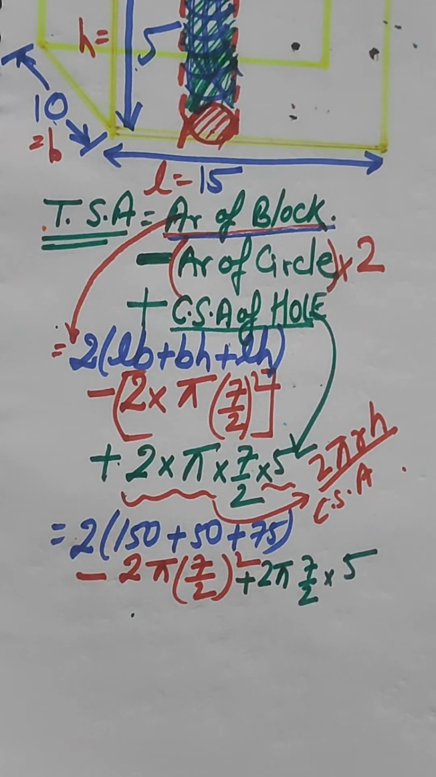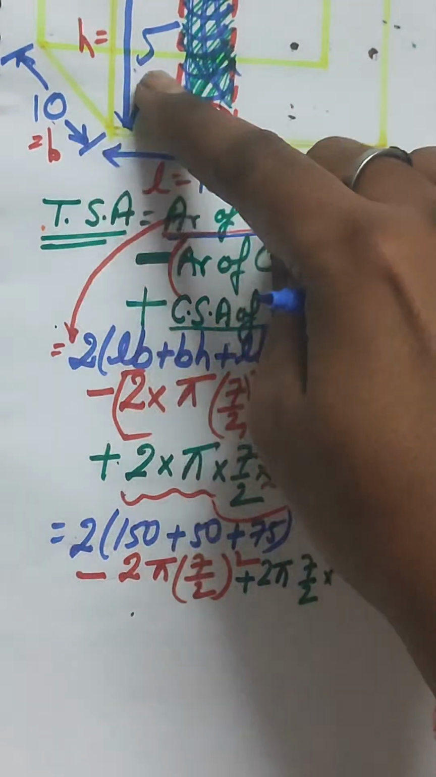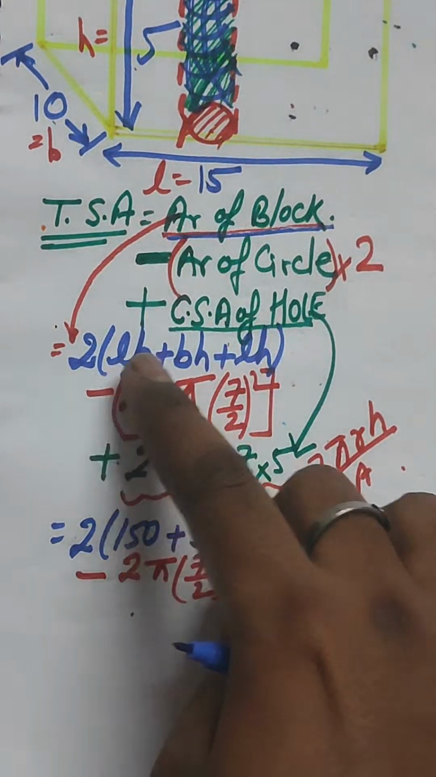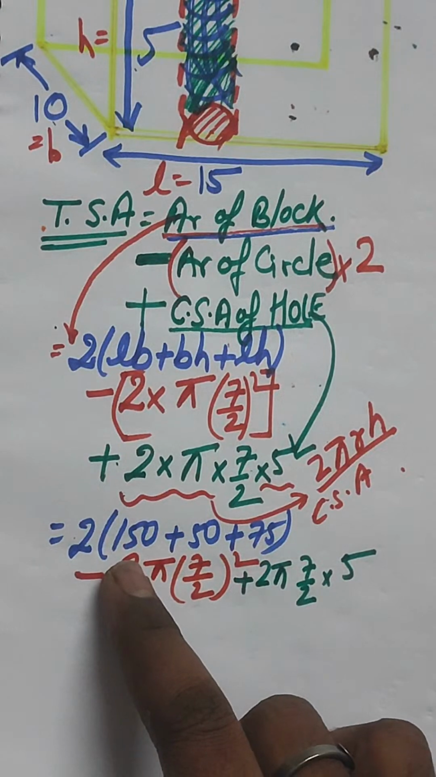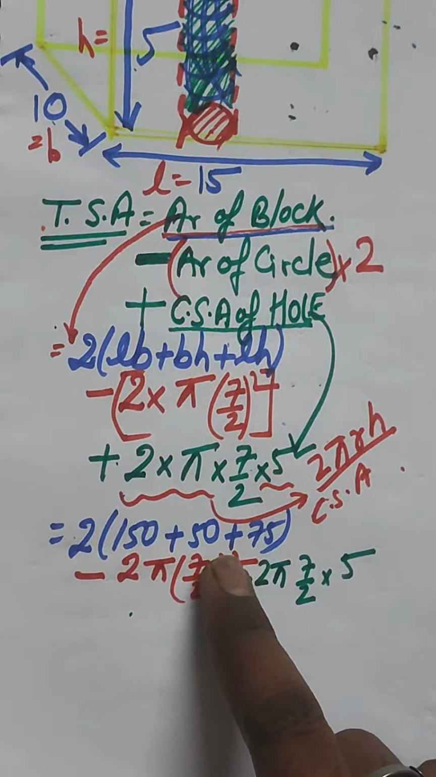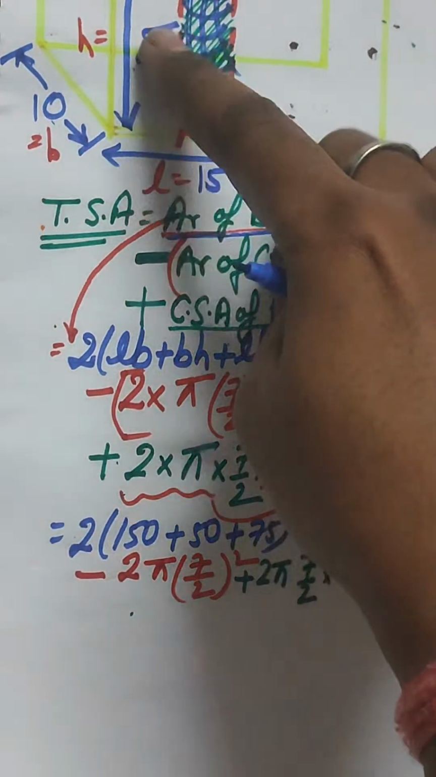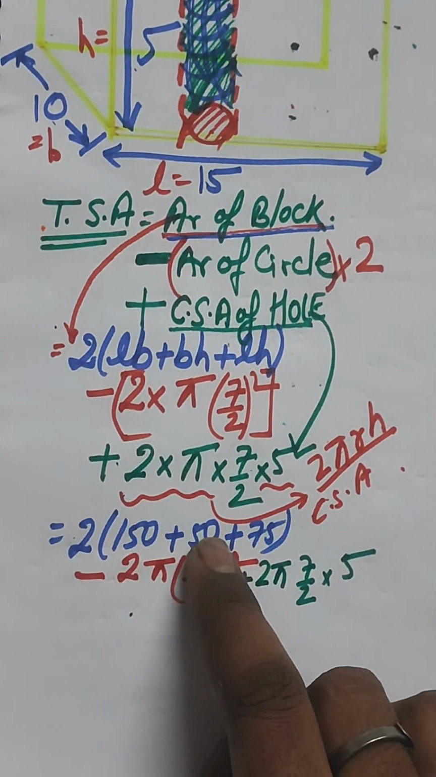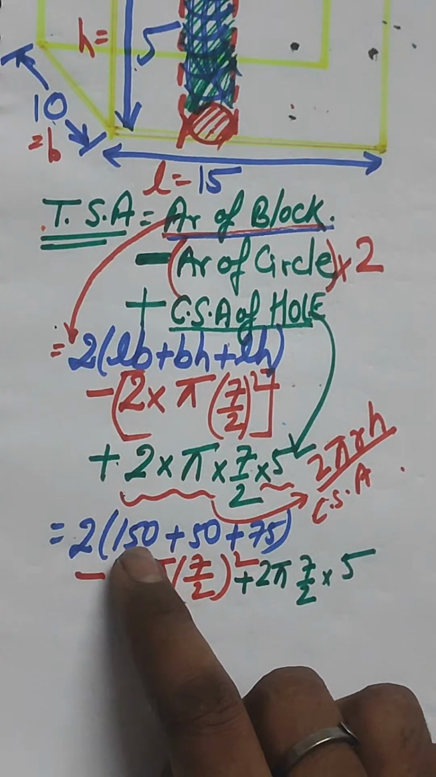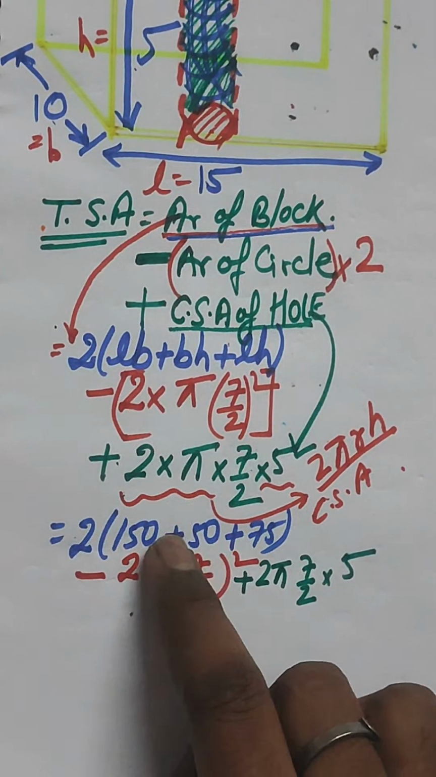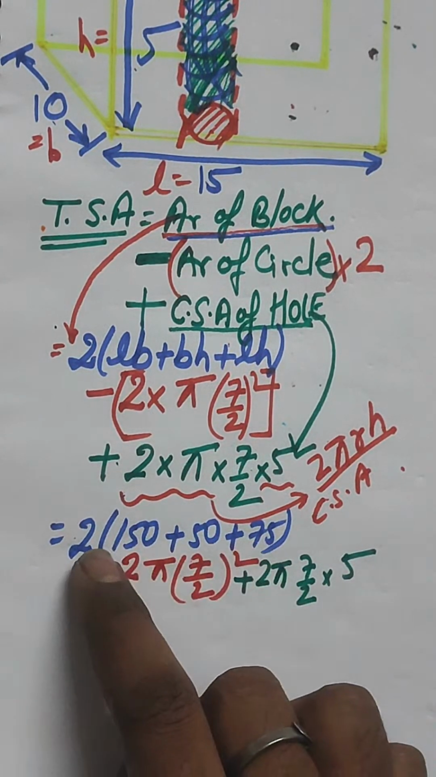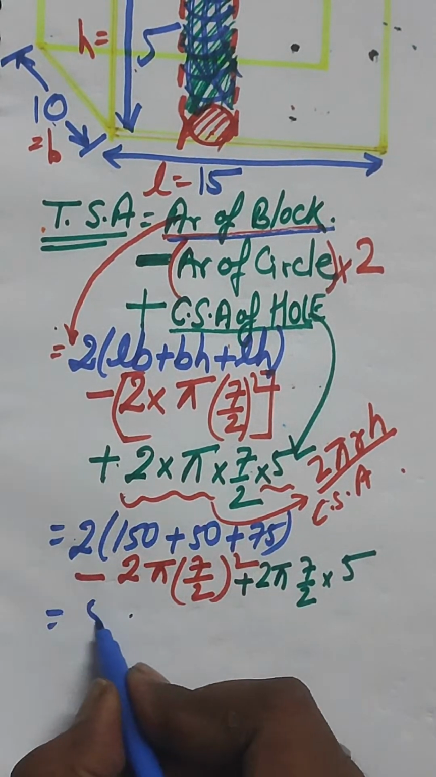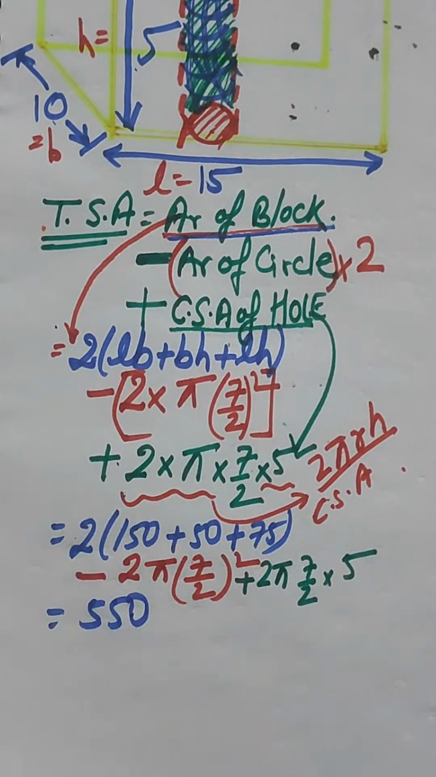15, 10 and 5 were the length, breadth and height. So 15 into 10 is 150, B into H was 50, right? And L into H was 75. So this will be coming as 150 plus 50, 200, 200 plus 75, 275 into 2. So that will be coming as 550, right?